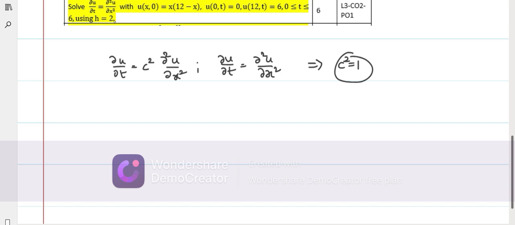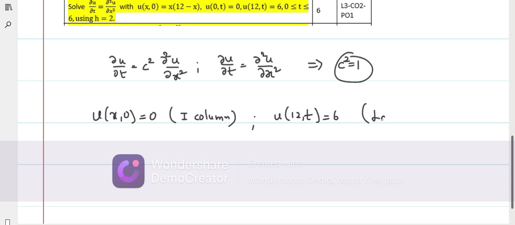Now remember, if they give both k and h values in the question, you have to calculate the corresponding alpha value. If they give only the h value or only the k value, you have to assume alpha equals 1 by 2, and you have to make use of the Bender-Schmidt formula. So u(x,0) is equal to 0, and the first column is 0. And u(12,t) equals 6, and the last column is 6.